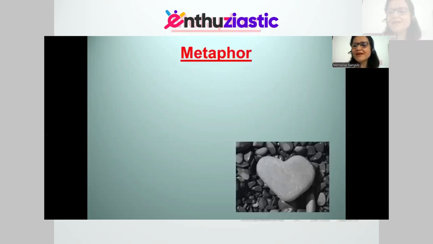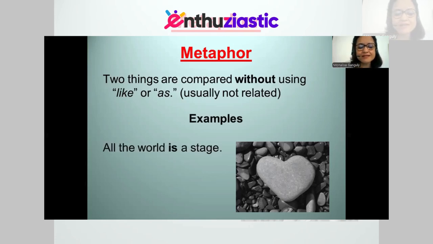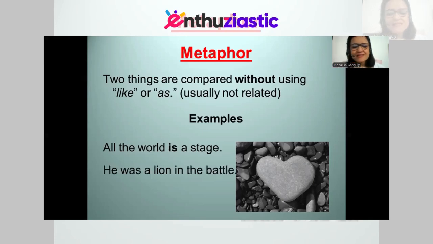Next one. Next one is a metaphor. Okay, it's almost similar to a simile. Here only like and as are not used. The two objects being compared are brought even closer together. Alright, and sometimes they may not be related. Right. Now look at these examples. All the world is a stage. Now, this is a very famous line from one of Shakespeare's plays, from a poem of one of his plays.